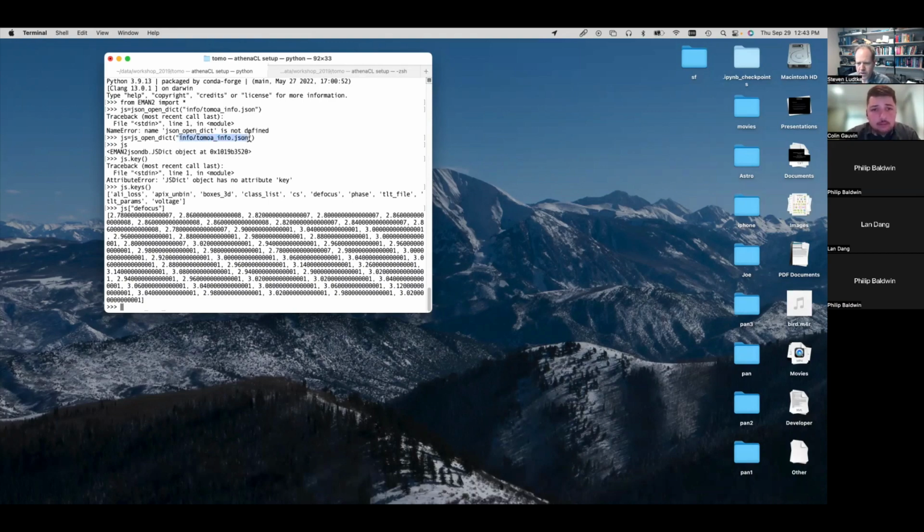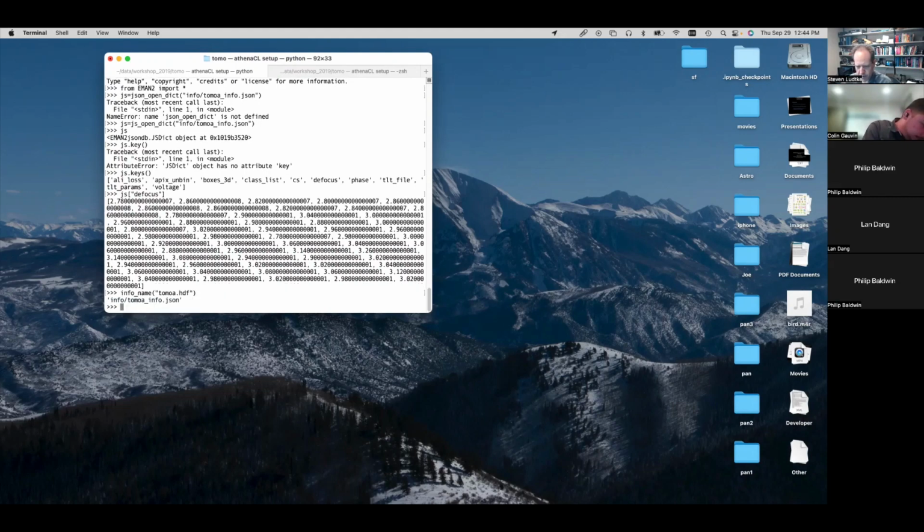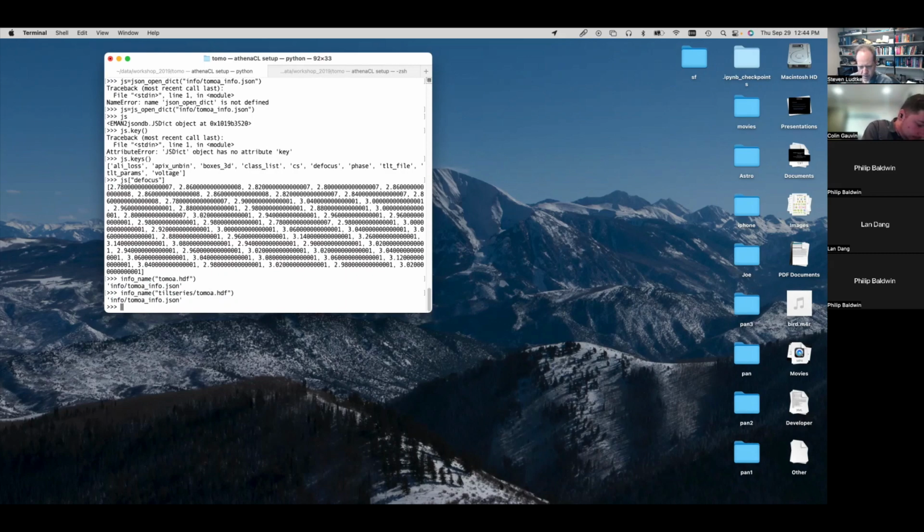So technically, the way I should have gotten this name is actually there's a function info underscore name. And then you can give it the name of the image file that you were working with. So in this case, like tomoa.hdf, and that would return info tomoa. It'll return the name of the JSON file. And I think that even works if you give it like tilt series slash. So you can give it a full path to an image file, and it'll tell you the name of the file that will be used to store metadata for that image.